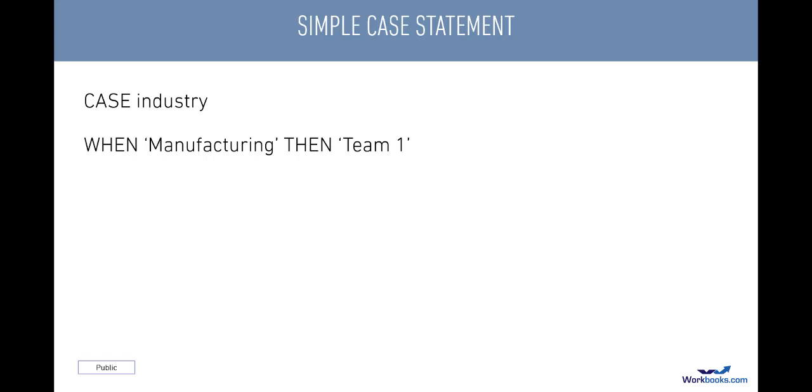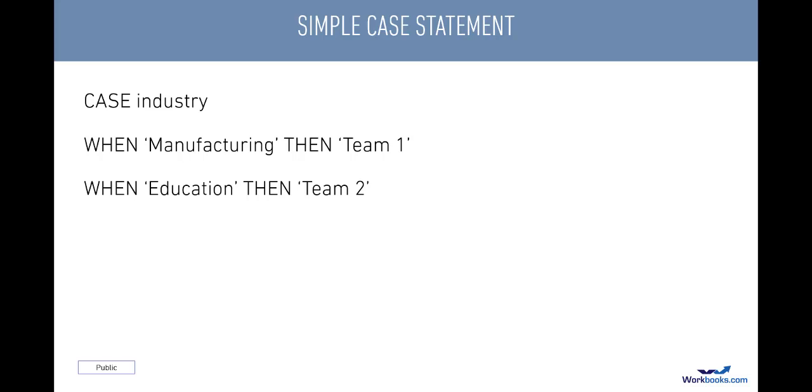Then you type the word when and enter the text value that you're looking for. So for us, because it is a text value, it's wrapped in apostrophes. Then there's the word then, followed by the text we want to see if there's a match, which for us is team 1, again wrapped in apostrophes. If you wanted to display the contents of another field instead of text, you'd enter the field name here by using the field picker, and you wouldn't need to use those apostrophes.